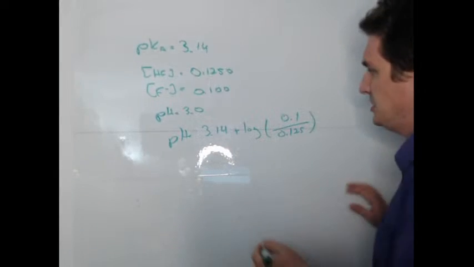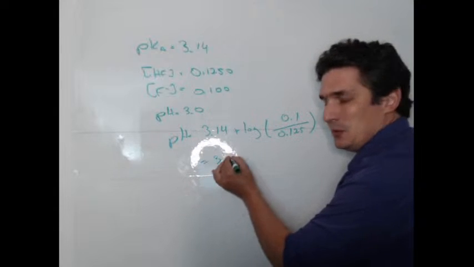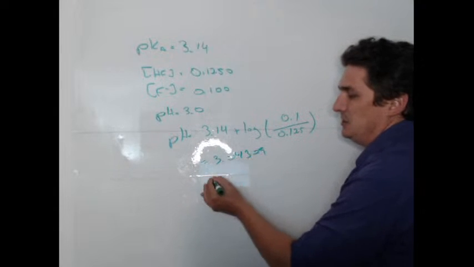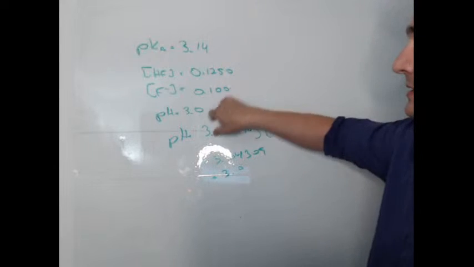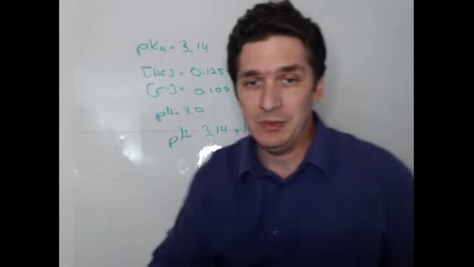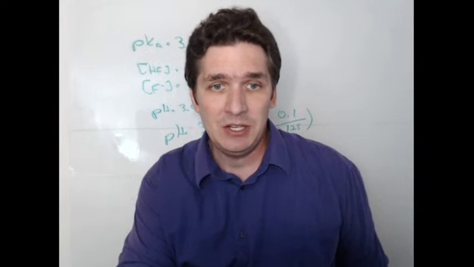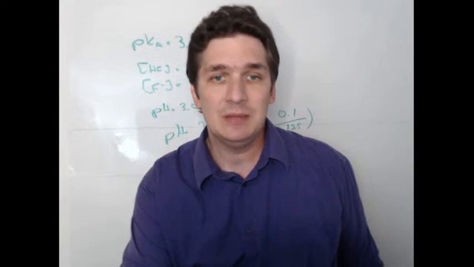I get a pH of 3.04309, which is going to round down to 3.0. So for the third problem, Henderson-Hasselbalch, the pH here of 3 comes from working with an IC table. And the pH using Henderson-Hasselbalch is roughly the same pH.